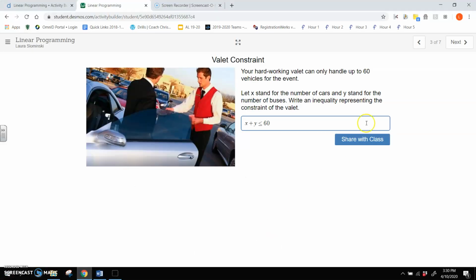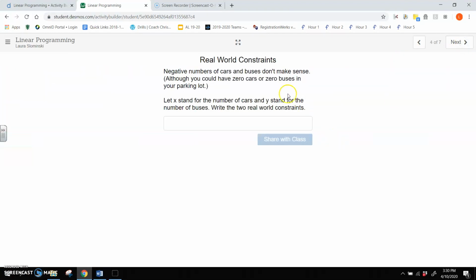Now on the next slide, you're going to see that there are also real-world constraints. Remember, X is the number of cars and Y is the number of buses. We have to think about what that means. What has to be true about the X's? Well, I can never have negative cars, so my X always has to be greater than or equal to 0. Likewise, Y represents a number of buses in this case, so that's always got to be greater than or equal to 0.